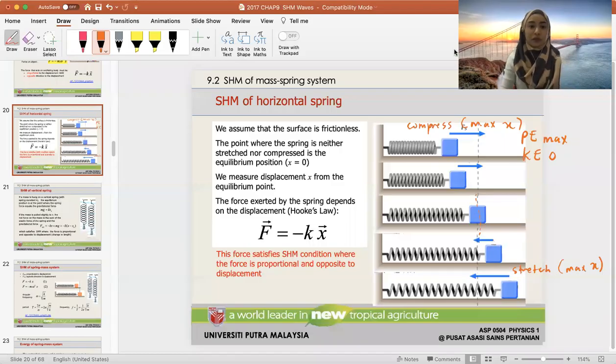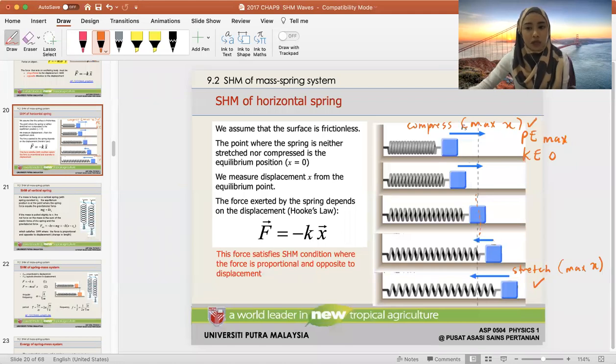Okay, so I'm going to repeat myself. I have two situations. I'm compressing, so I'm giving the spring maximum X or maximum displacement. What is maximum displacement? It is amplitude. And when I'm stretching, I am also giving it maximum X, the maximum amplitude or the maximum displacement. What happens when I have my maximum X?